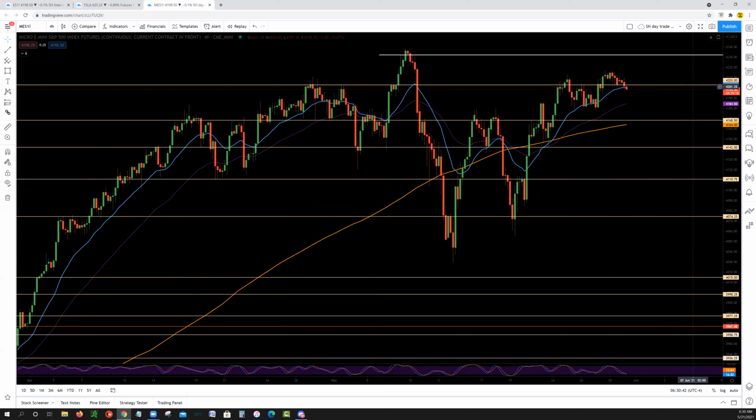Headed over to the MES. So haven't had a chance to do the zones over here, but looking at the MES, we're below the 4203. Want to get back above that.